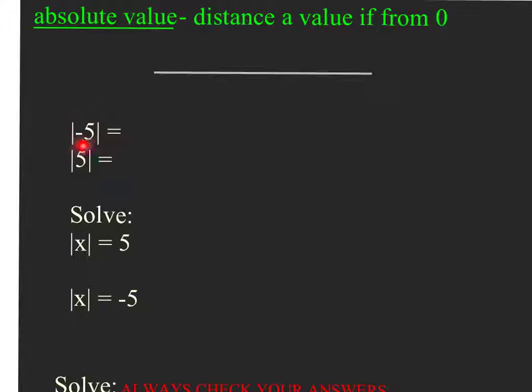So if we look here, we have absolute value. Remember those lines. The lines are straight up and down, and whatever's inside, we're finding the absolute value of. So we're finding the absolute value of -5. If I look at my number line, I have a 0, and then -5 is right here. What is the distance from -5 to 0? If you're standing here on the number line and you have to walk to 0, how far are you going to walk? You're going to walk a unit of 5. And so the absolute value of -5 is 5.